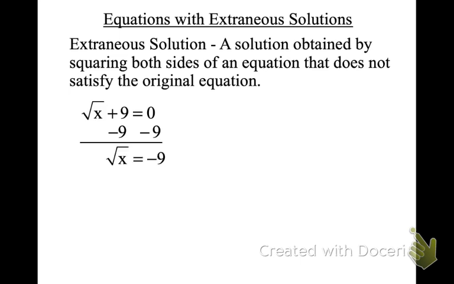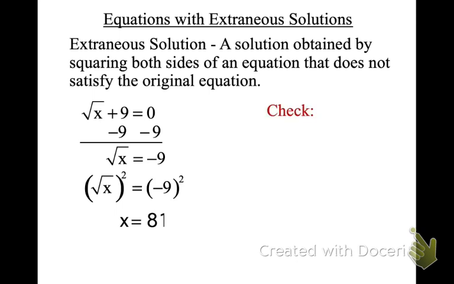And then I'm going to square both sides. And I get x is equal to 81. When I substitute that in, the square root of 81 is 9. And 9 plus 9 does not equal 0. So in this case, 81 is an extraneous solution.